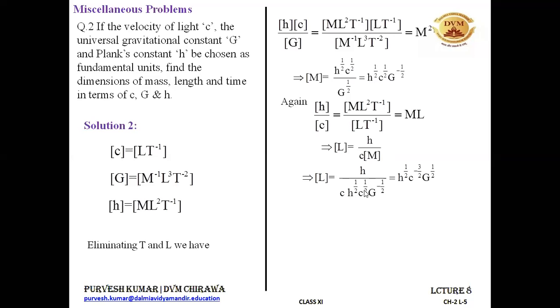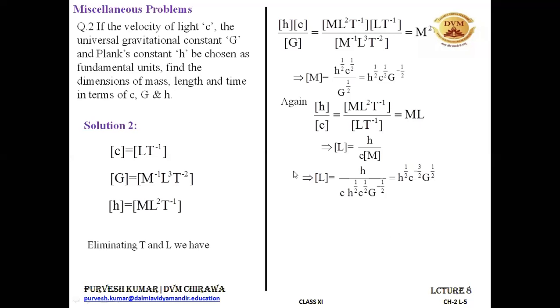And this C to the power half, when you multiply it with C to the power 1, it becomes C to the power 3 by 2. And when you take it to the numerator, you are left with H to the power half, C to the power minus 3 by 2, G to the power half. So these are the dimensions for L. Now we have expressed L in terms of H, C, and G. All right.